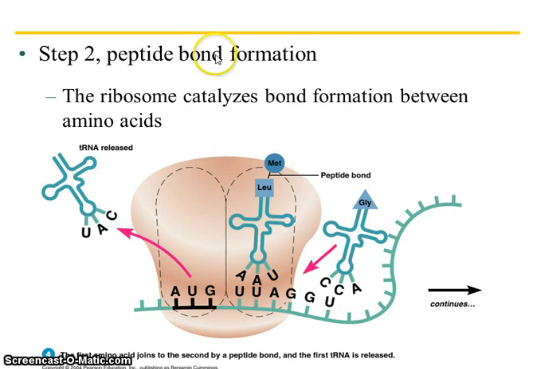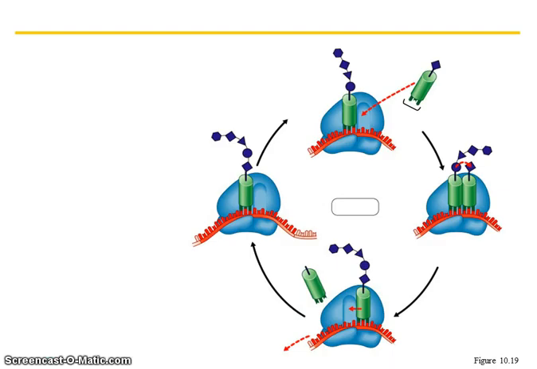What happens is you make peptide bonds. Remember, the bonds between amino acids are peptide bonds. And once that's made, the first tRNA is released, and this next one shifts over. And we keep moving down the mRNA, adding on more amino acids.